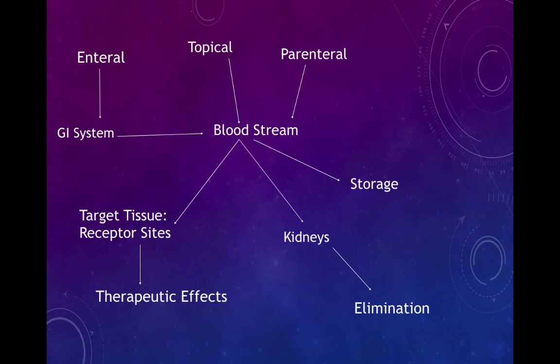Once it gets to the bloodstream, the medication either goes to the target tissue receptor sites, where it will produce its therapeutic effect, or it goes to the kidney. You may have some that go to the target tissue and some that go to the kidneys. Once it goes to the kidneys, it's excreted for elimination. Then you also have from the bloodstream to storage. Sometimes drugs are actually stored in body tissues or fat. That's another area where it would go. So this is just a run through of everything I went over before.